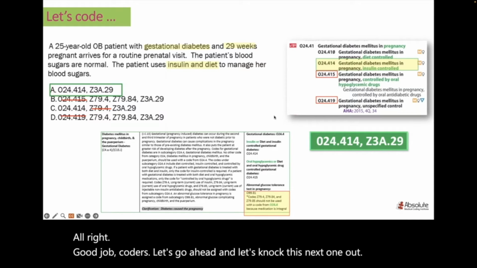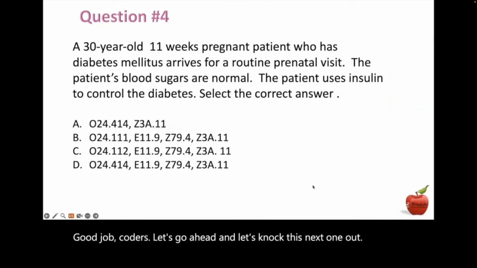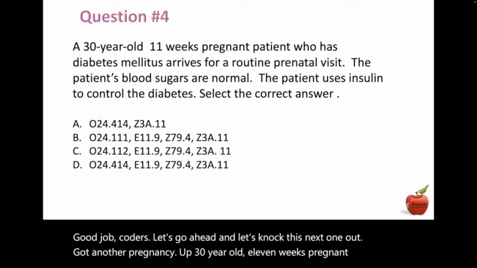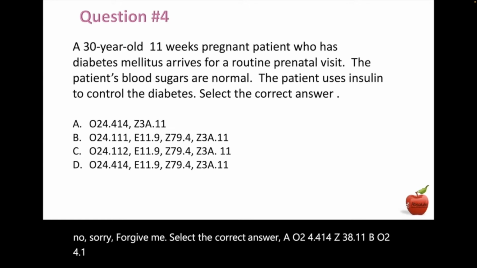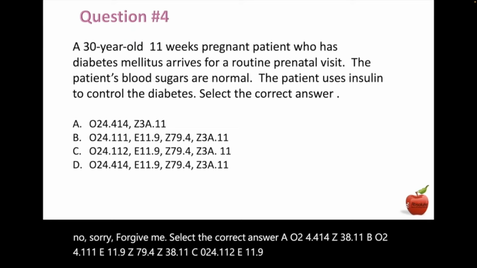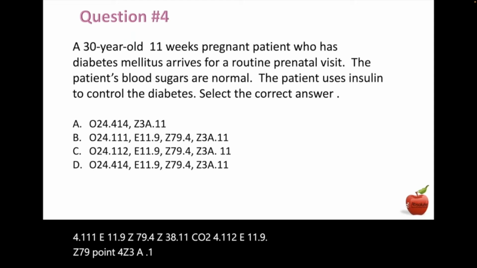Got another pregnancy. A 30-year-old, 11 weeks pregnant patient. Oh, no, sorry, forgive me. Select the correct answer. A, O24.414, Z3A.11. B, O24.111, E11.9, Z79.4, Z38.11. C, O24.112, E11.9, Z79.4, Z3A.11. And D, O24.414, E11.9, Z79.4, Z3A.11.